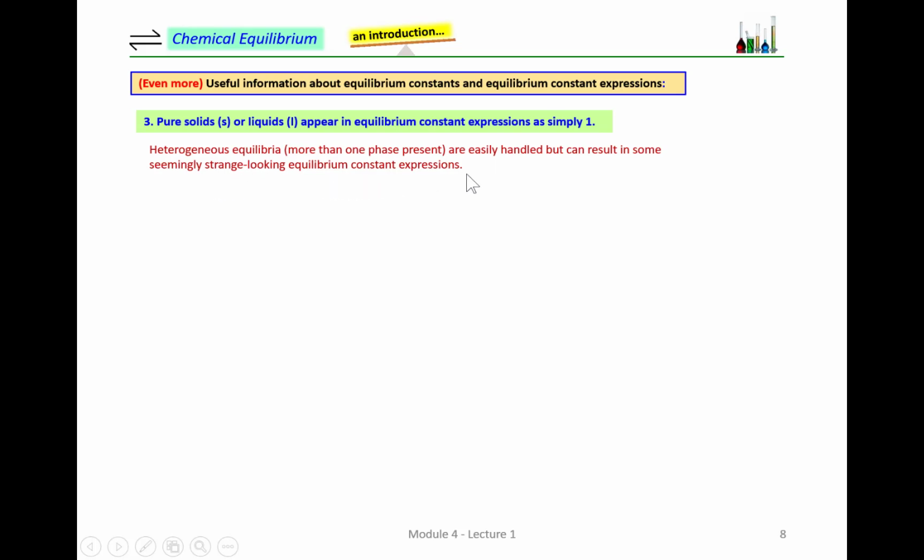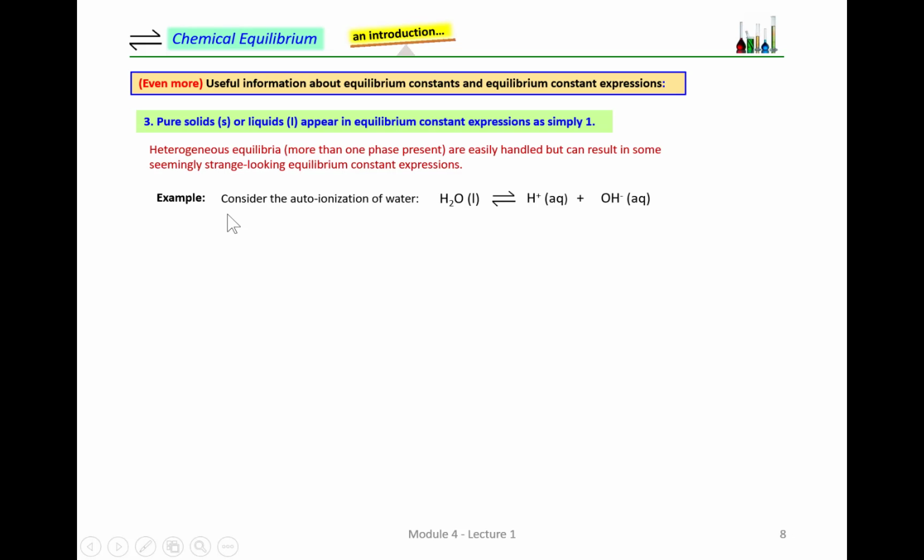This statement seemed to come out of the blue here, but if you have an equilibrium where you have more than one phase present, so let's say you have solids and then you have gases or things dissolved in water, you have things in more than one phase. We call these heterogeneous equilibria for obvious reasons. Let's just look at some examples to see how this works out.